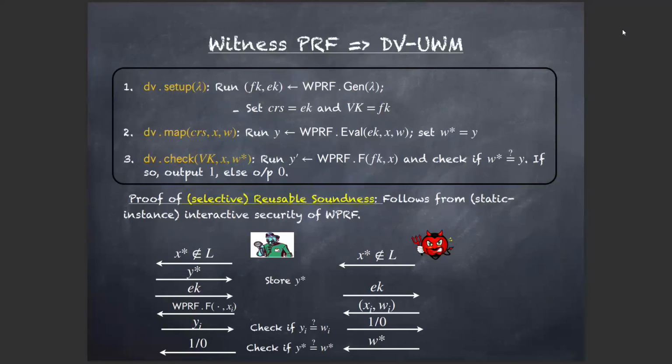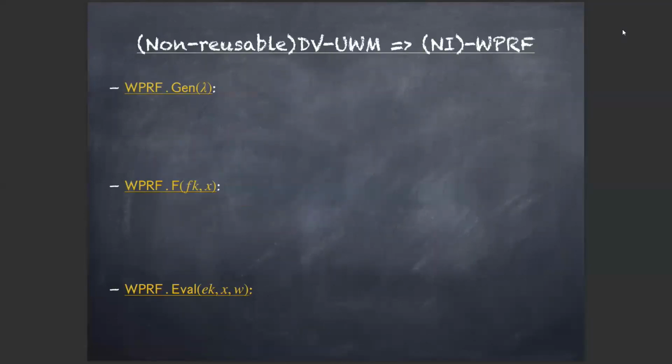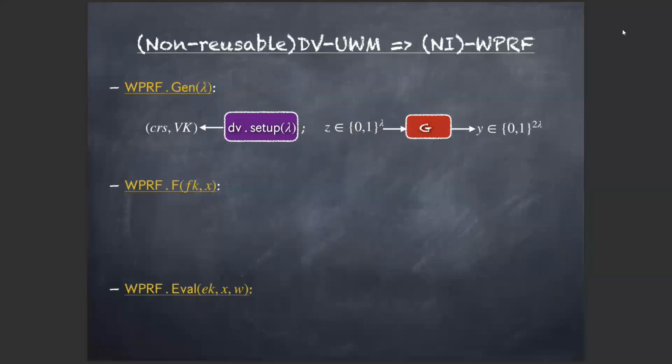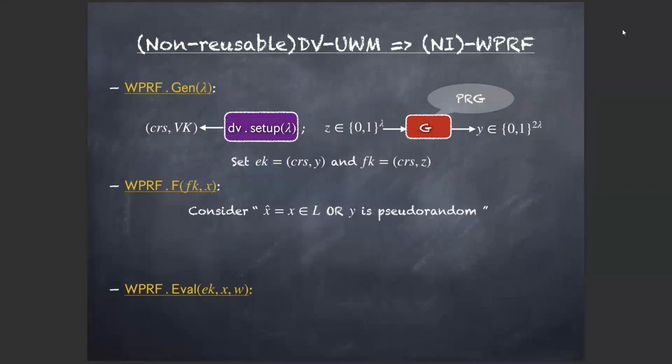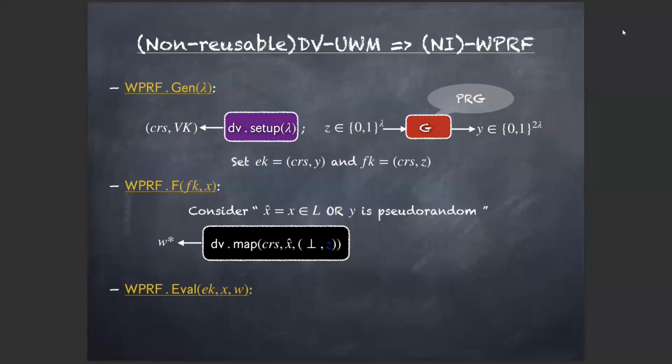It just follows from the interactive security of witness PRF. Good. So let's go to the other direction, where we show that UWMs imply witness PRF. Here it's a bit more complicated, but still simple. The key generation algorithm runs the setup of our map, and additionally it samples Z and outputs Y, which is computed as G of Z, where G is a length-doubling pseudo-random generator. Then I set the public key to be the CRS and Y, and the secret key is basically the pre-image Z of the PRG. Now the private evaluation algorithm works as follows. Consider the statement that X is in L or Y is pseudo-random. Now I can compute the map using the pre-image of my PRG as a witness. And now I can take this W star and compute the Goldreich-Levin hardcore bit, and this is my pseudo-random bit.